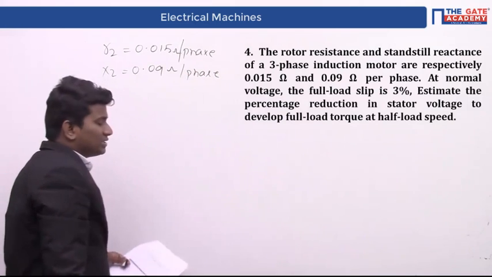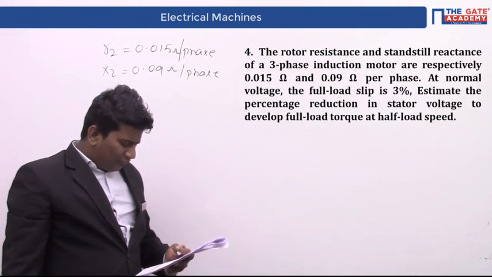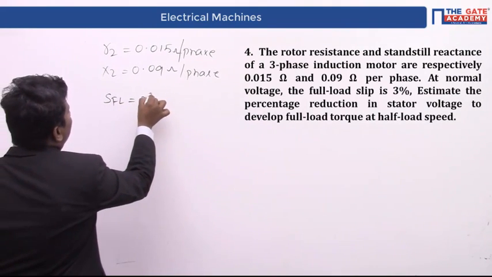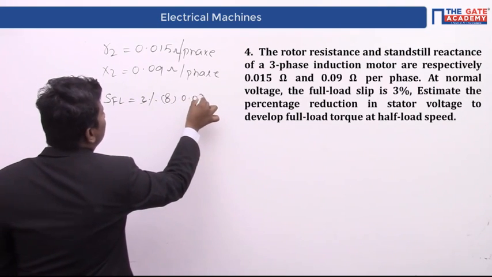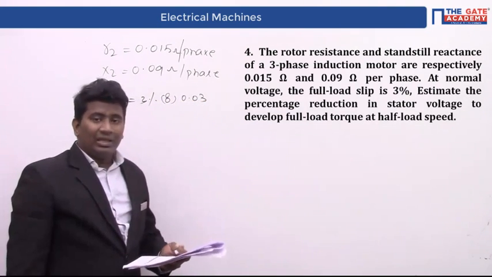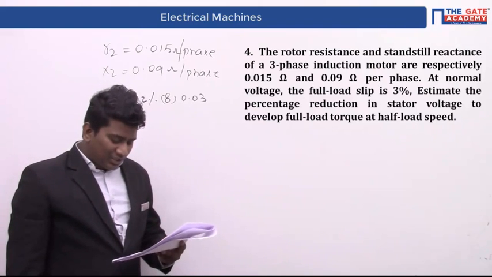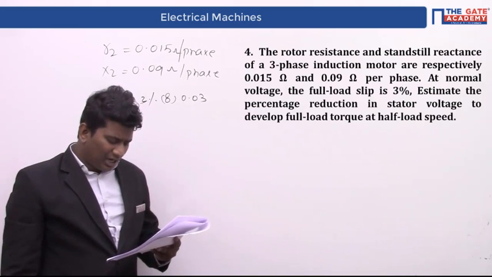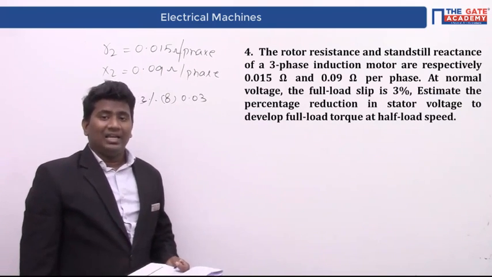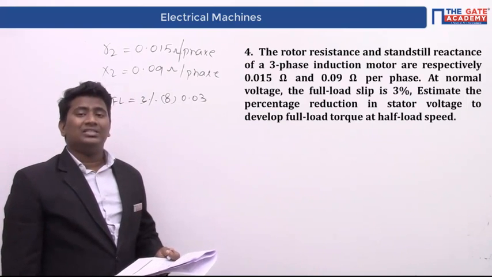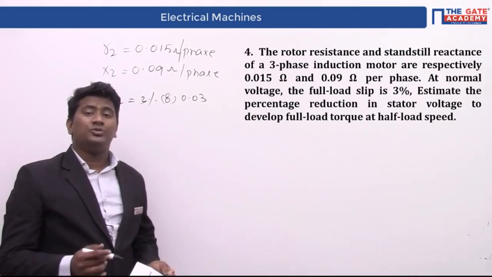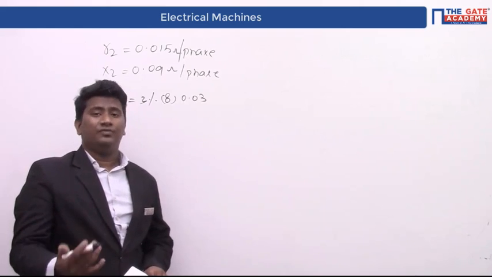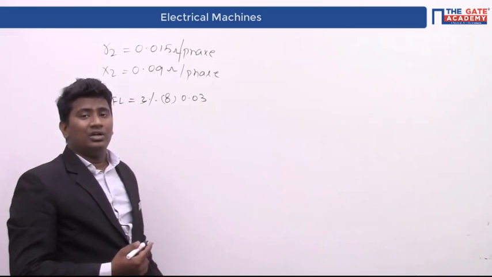At normal voltage, the full load slip is 3%, or you can write 0.03 in per unit. Estimate the percentage reduction in the stator voltage to develop full load torque at half load speed. They are asking to determine the percentage reduction in the stator voltage at full load torque when the speed is half load speed. It means the motor is running at half load speed but the torque is full load. So let us see how to find this.